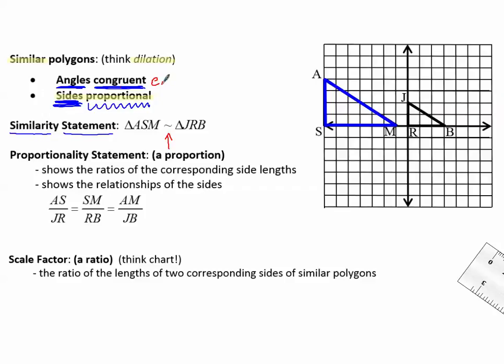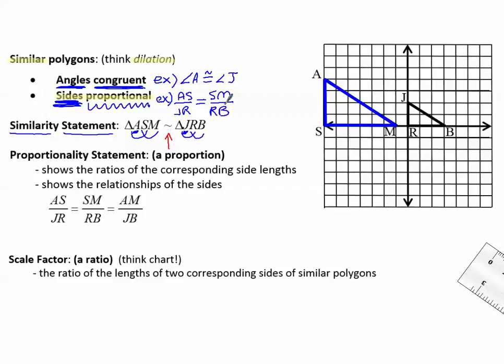So we can still say, for example, that angle A is congruent to angle J, just like we did with the congruent triangles. But now the sides are proportional. For example, we would say that side AS as a ratio to side JR, these two corresponding sides, will be equal to side SM over its corresponding side RB. Notice we've made a proportion: a ratio equals another ratio.